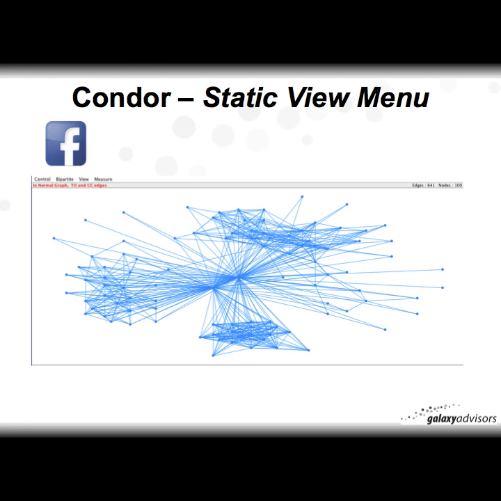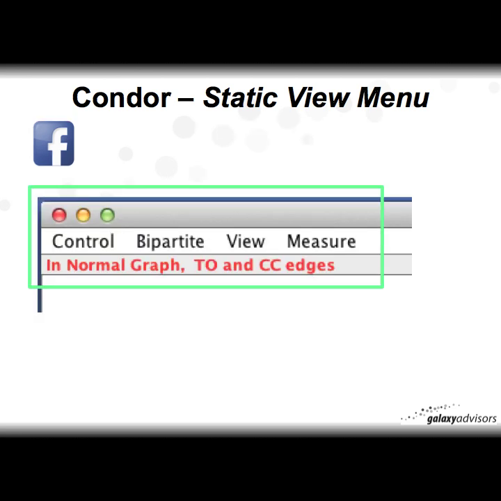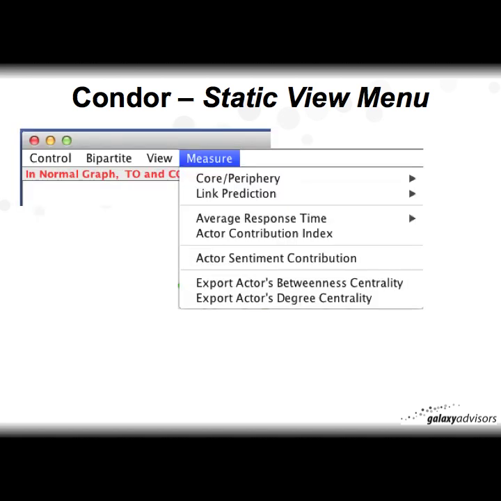Generally, you're probably going to be there, one of those center dots, and your prominent people around you will be also large nodes. From here, you can right-click on a node and say Show Labels Name, so you can individually put those on. You can then use the controls measure, view, bipartite, and control to further embellish the graph and examine it. For example, in the measure, let's take a look at actor contribution index.